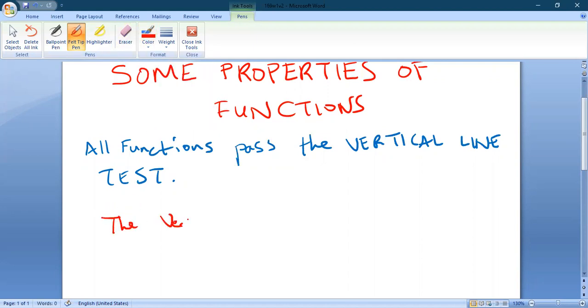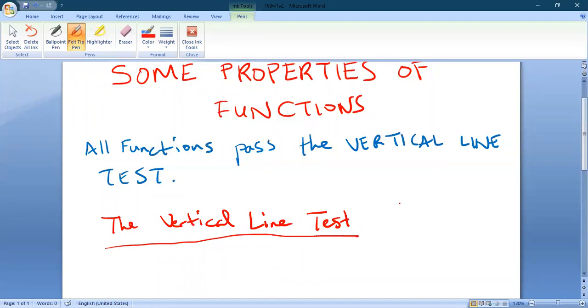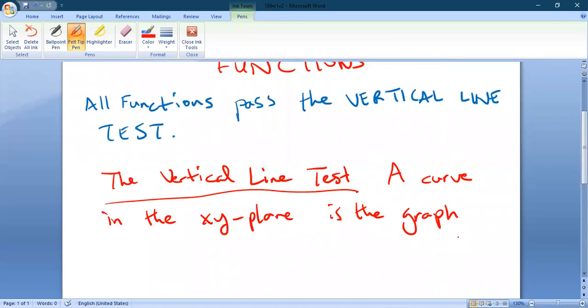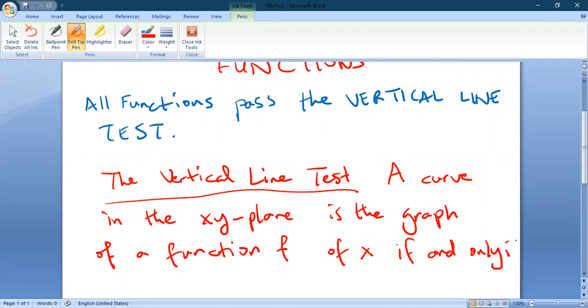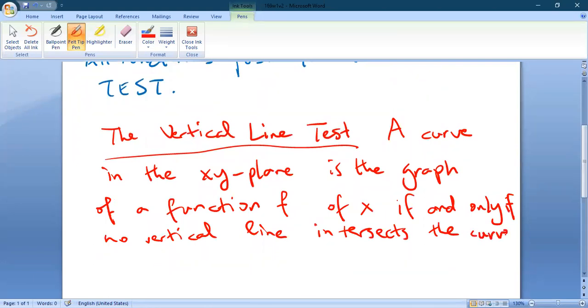So the vertical line test is a curve in the xy plane is the graph of a function f of x if and only if no vertical line intersects the curve more than once.